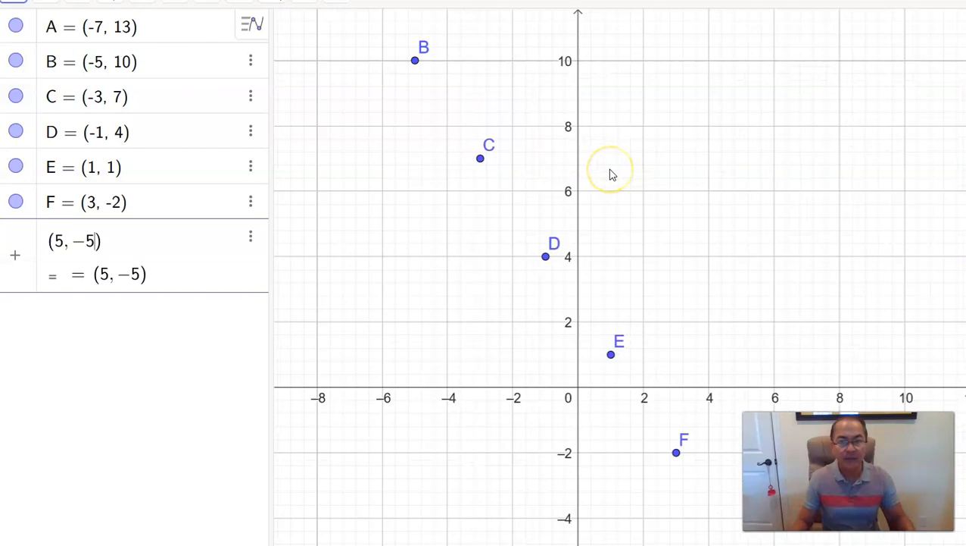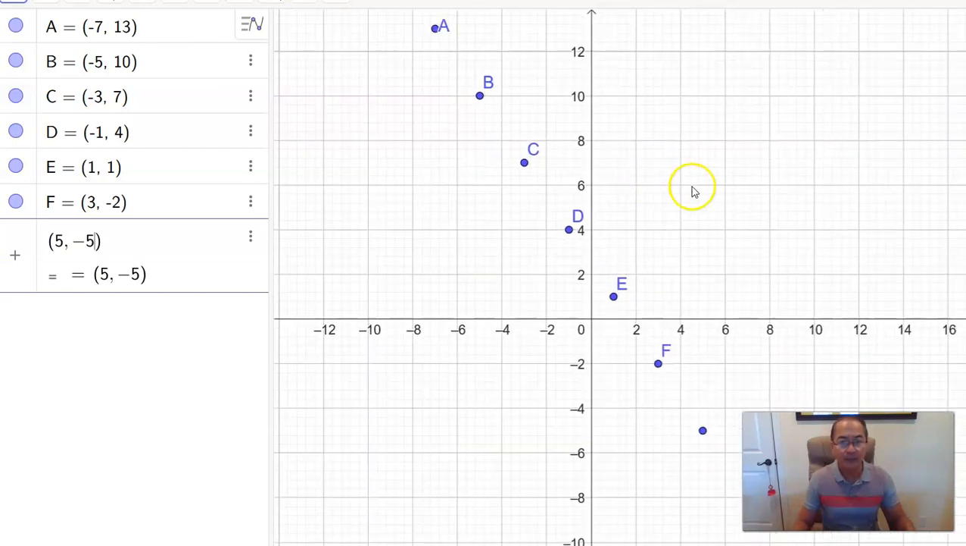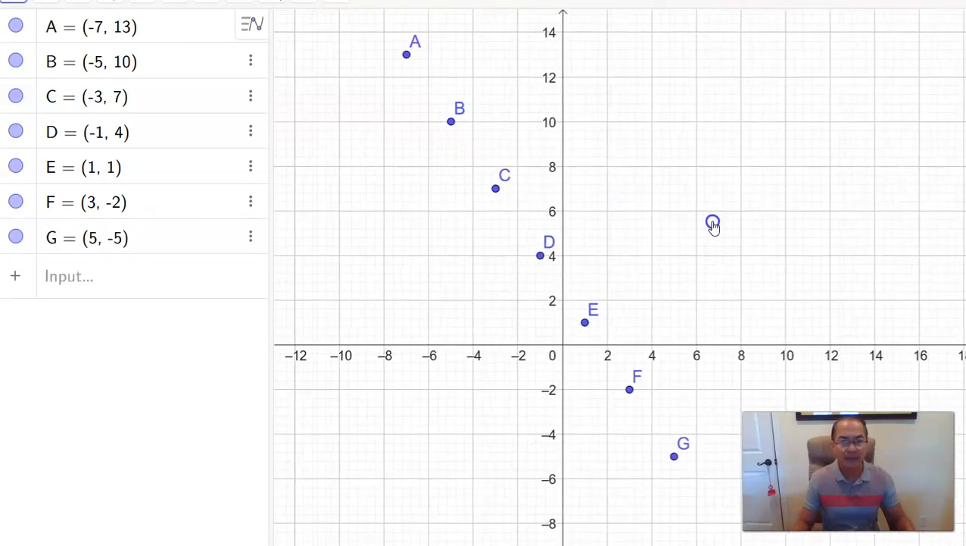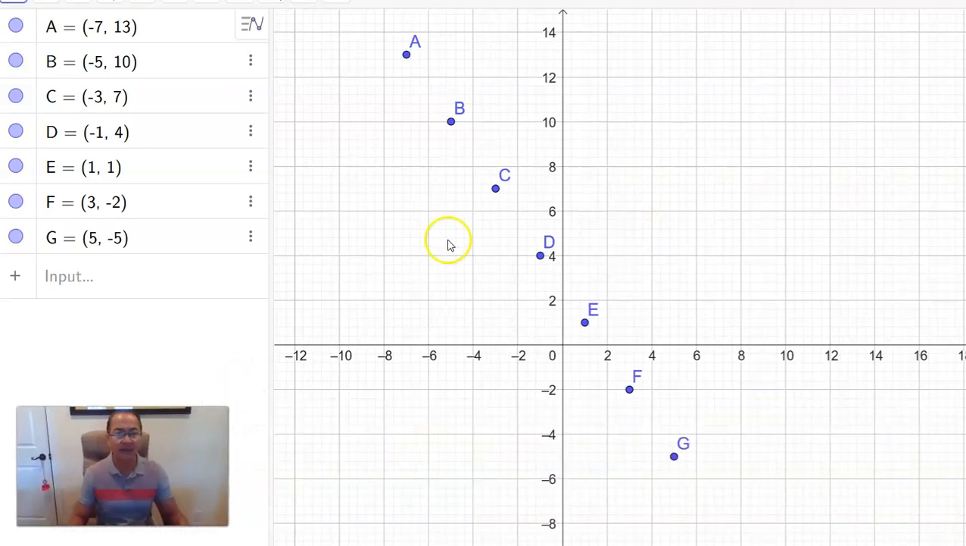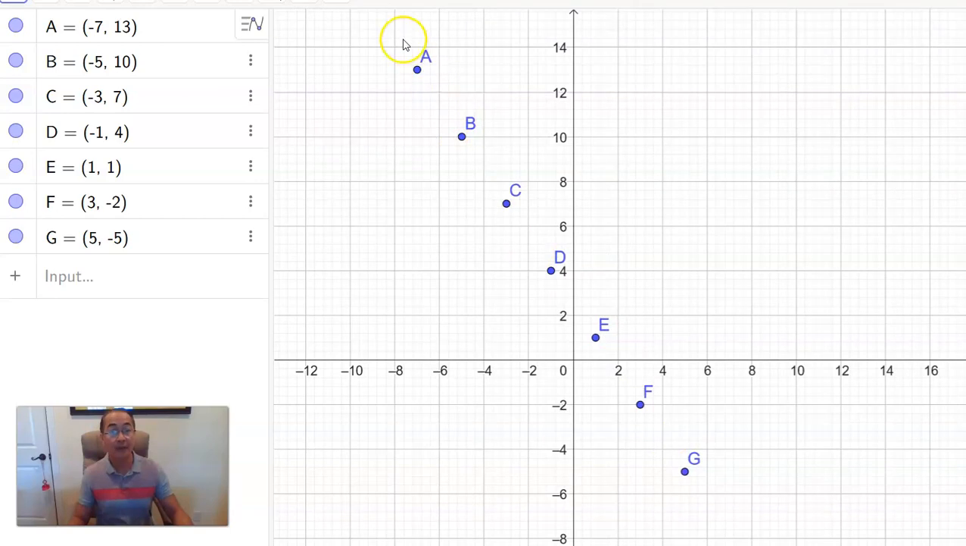Okay, so let's zoom out. Those are our 7 points, and we're going to connect them. We'll go from A to B to C to D, E, F, and G. And you're smart people, right? So we can pretty much see that they all fall along the same line.